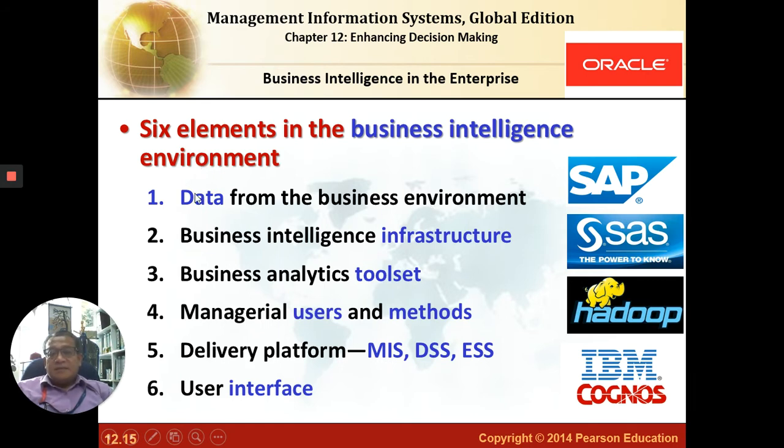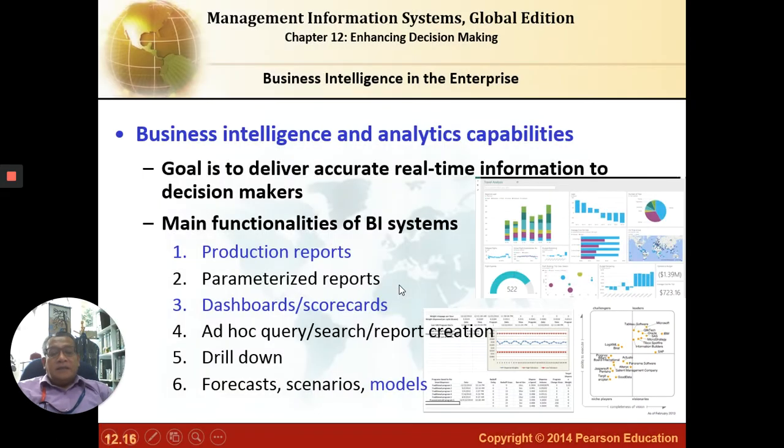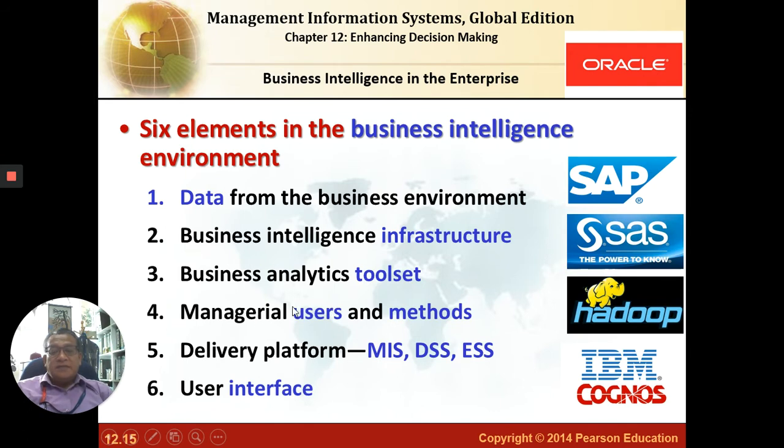Basically it starts from data. As the first element, it needs the data, the raw material, and it needs the infrastructure to hold it, house it, or manage it. Later you need certain software like Hadoop or SAS to analyze it. This is what we call a toolset. And you need the user, which is the manager or the executive that uses the system, and a certain type of method in order to process it. The platform they engage is MIS, DSS, and EIS, and of course they have output that can be seen on the interface, for example, dashboards, production reports, predictive analysis reports, and so on.